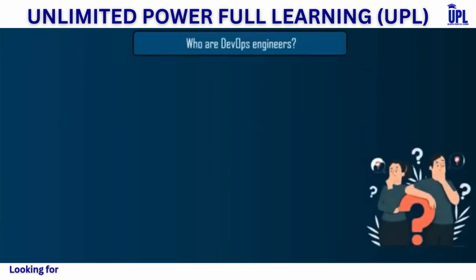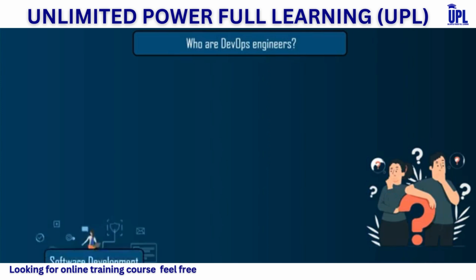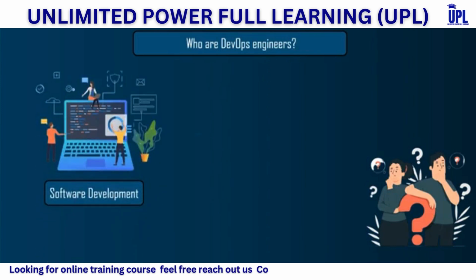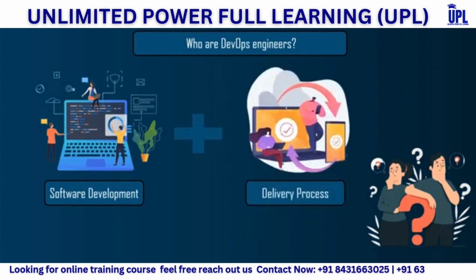And who are DevOps engineers? A DevOps engineer is a professional who combines expertise in software development and IT operations to streamline and improve the software development and delivery process. DevOps engineers play a crucial role in implementing DevOps practices within organizations, bridging the gap between development and operation teams to achieve more efficient and reliable software delivery.